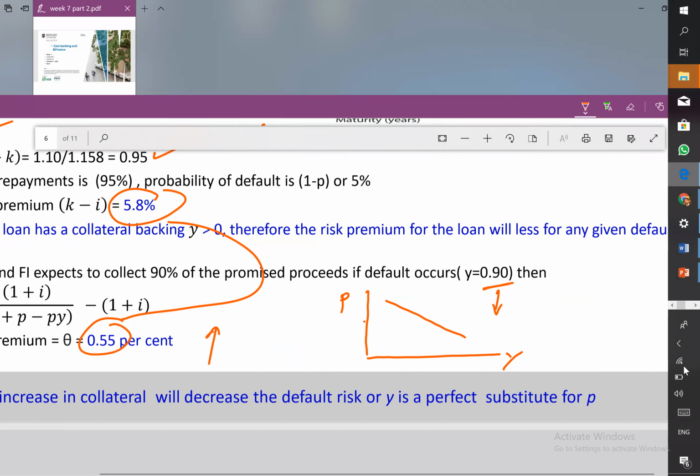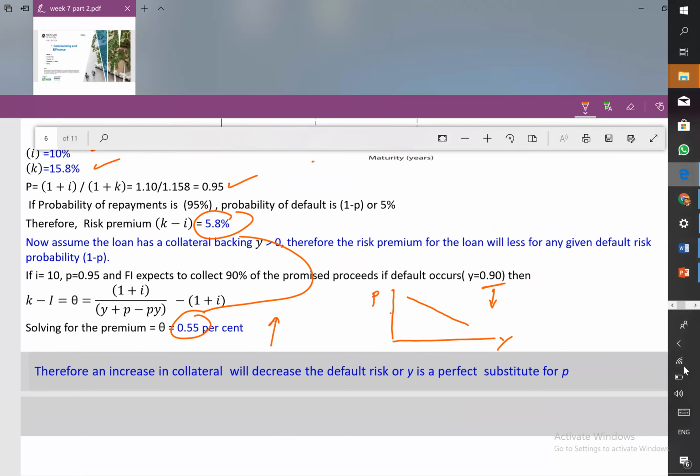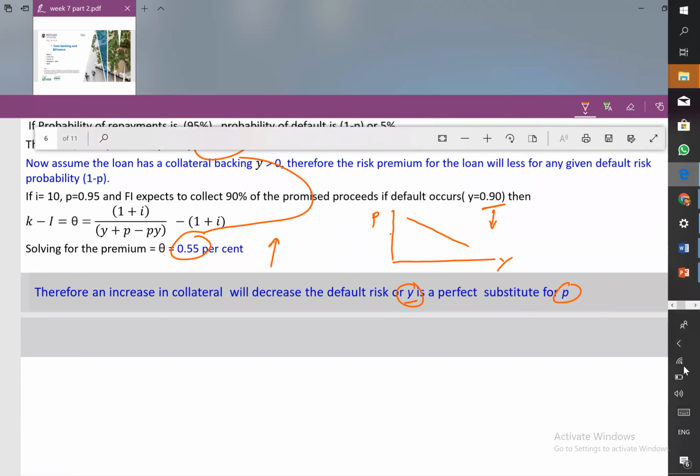The less the probability of payments, the higher the payment. So if a customer comes to you with a high probability of payment, you ask him for little collateral. If he has a high probability of defaulting, you ask him for higher collateral. So collateral and probability of payment are perfect substitutes, and understand it from this perspective.